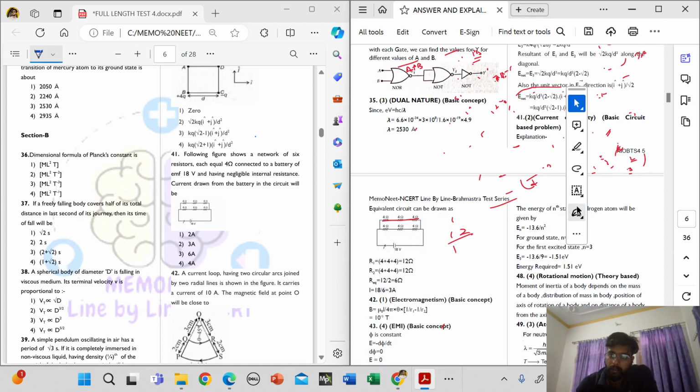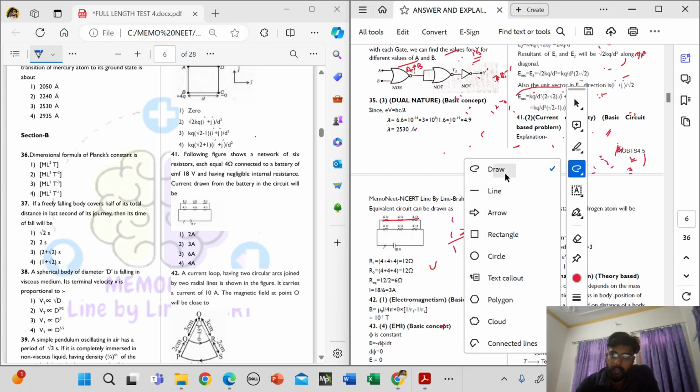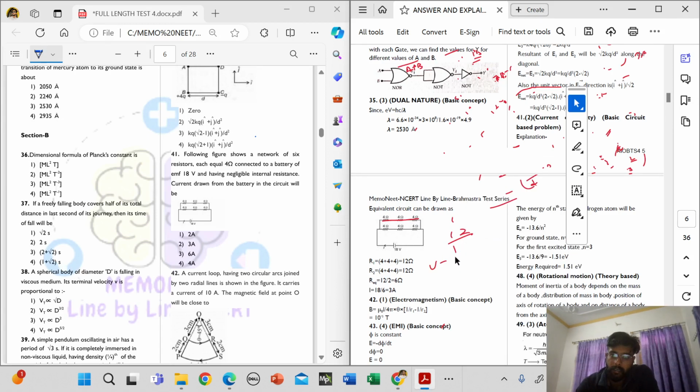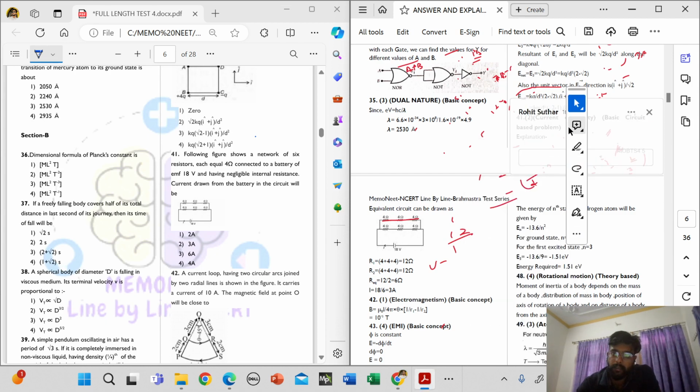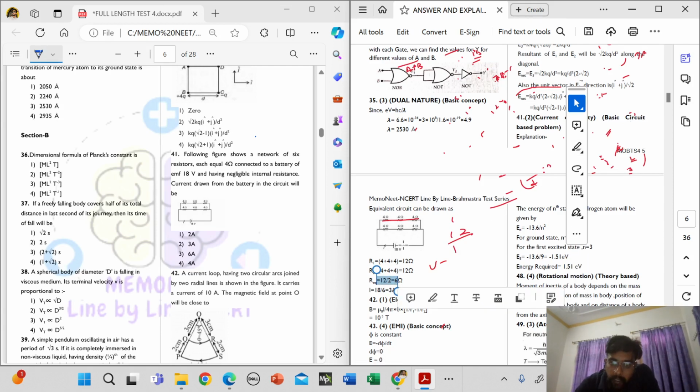So you know that V is equal to IR. From this, we have been given the value of V, that is 18 volt. So 18 upon 6 is equal to 3 ampere.